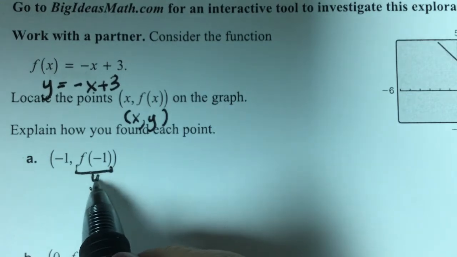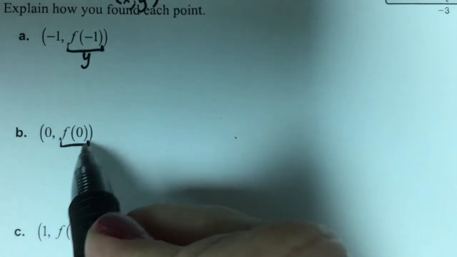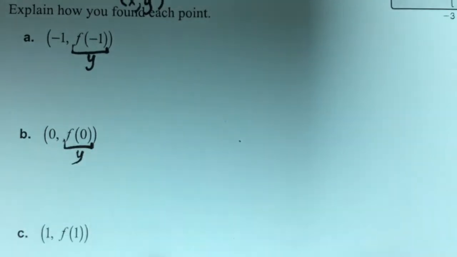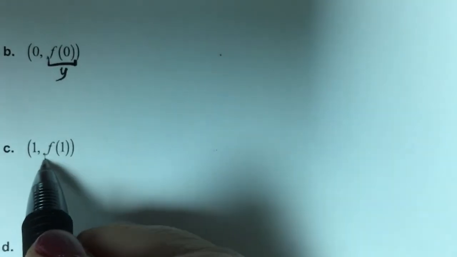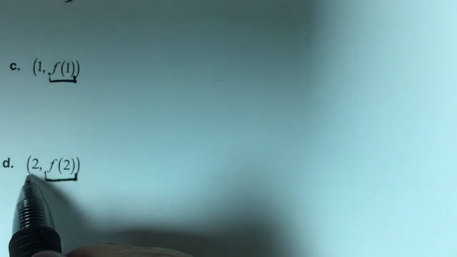this is the y coordinate that goes with negative 1. This is the y coordinate that goes with 0. This is the y coordinate that goes with 1. And then this bottom one, this is the y coordinate that goes with 2. So all of those are y. Now I want to write something over here on the side, and I would like you to write it down also.